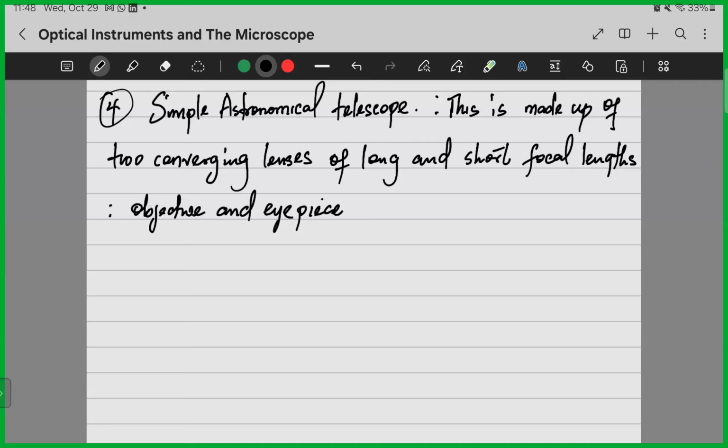Another important point here is angular magnification. Angular magnification for the modified astronomical telescope is equal to linear magnification. That is, they don't have separate formulas. They are both equal to FO over FE. Take note of that.